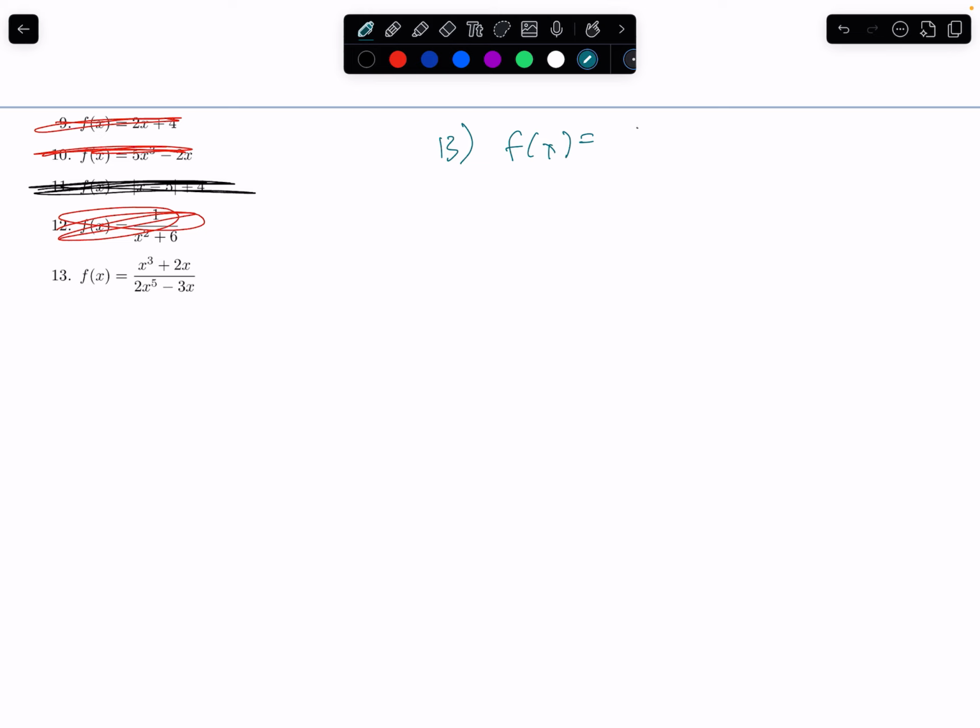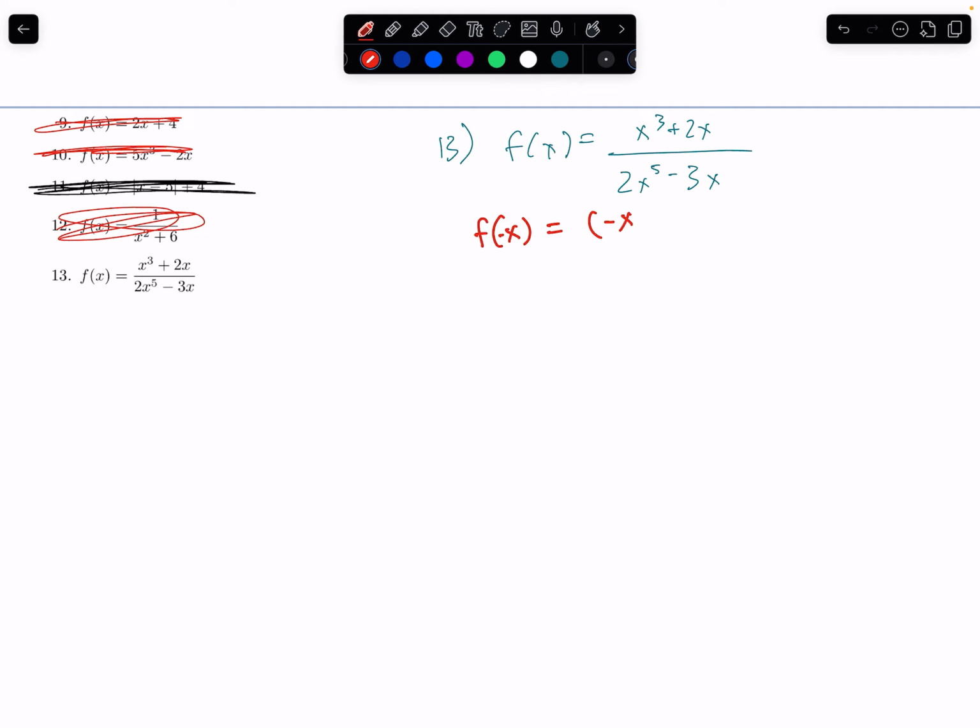13. F of x equals x cubed plus 2x over 2x to the 5th minus 3x. This is just like what we did back in section 1.2. Okay, my intuition's not very good for this one, so I'm just going to see what happens. F of negative x. I don't like the way this has been looking. My handwriting looks like that of a little kid's.